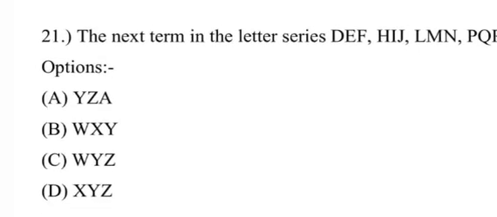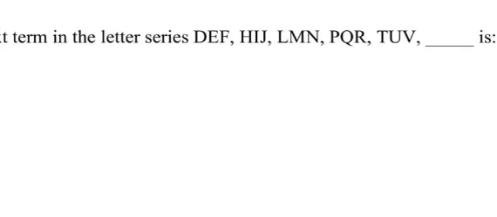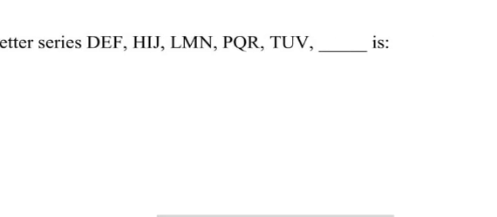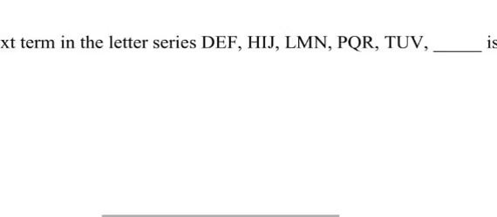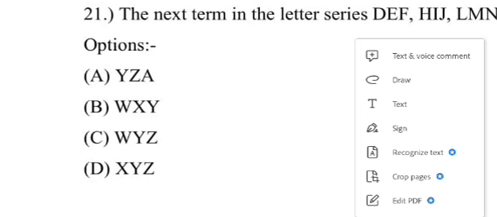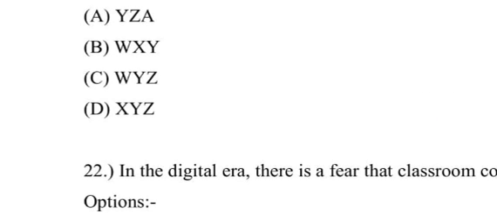21. The next term in the letter series D, E, F, H, I, J, L, M, N, P, Q, R, T, U, V, then blank is what? Options are like this: Y, Z, A; W, X, Y; W, Y, Z; X, Y, Z. 21. It will be D. X, Y, Z will be our correct option.